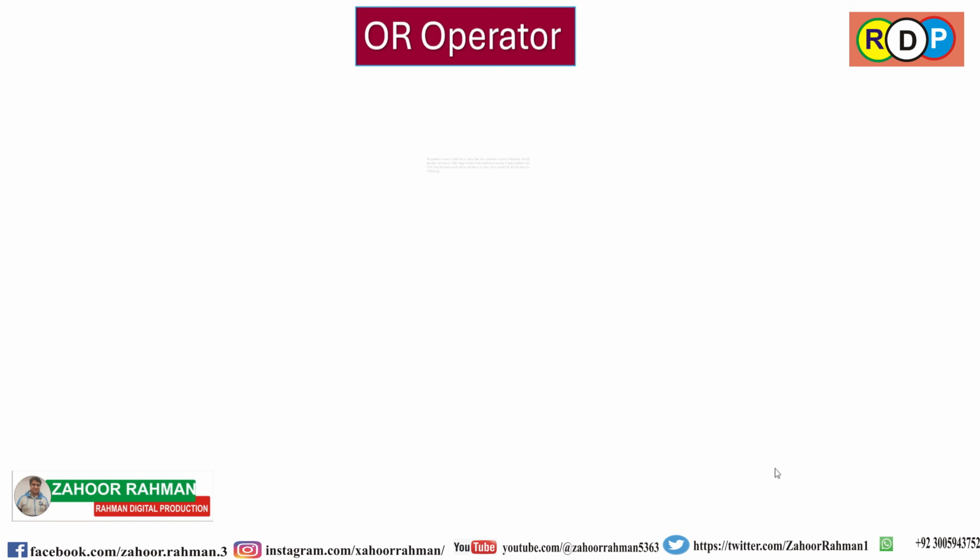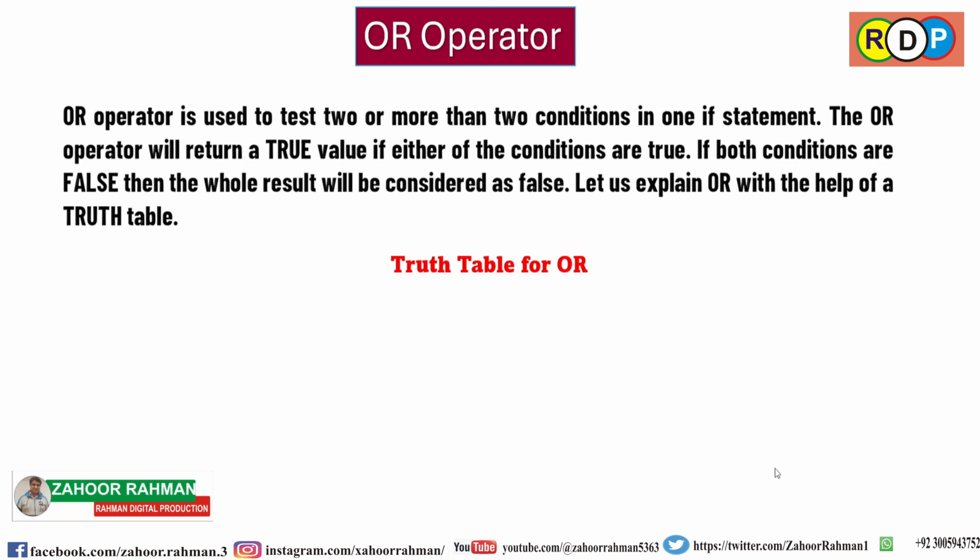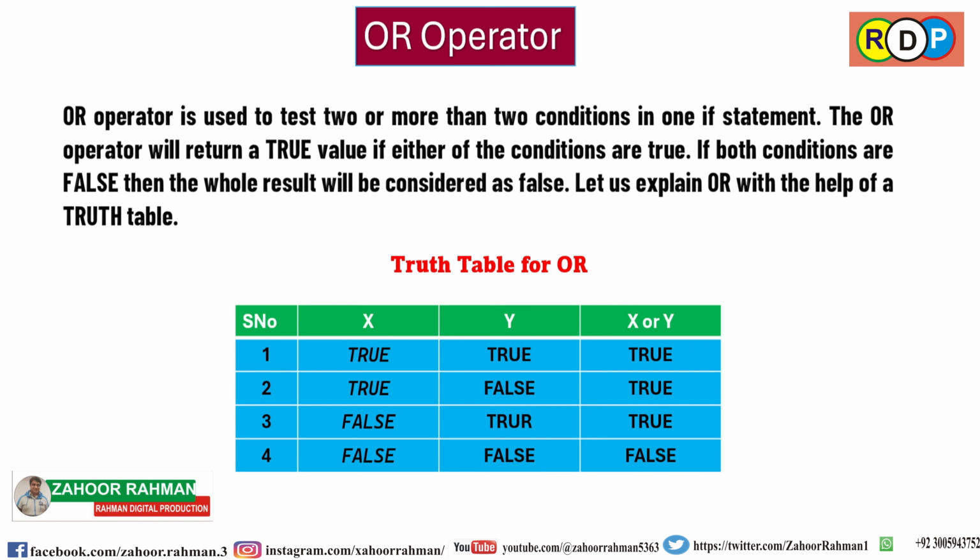Let us now take the OR operator. In case of the OR operator, only one condition needs to be true. If one condition is true and the other is false, it will return a true value. And wherever it is used, the immediately next statement will be executed. If both the conditions are false, then it will return a false value, and the statement after the if statement will not be executed, and the next available line will be executed.